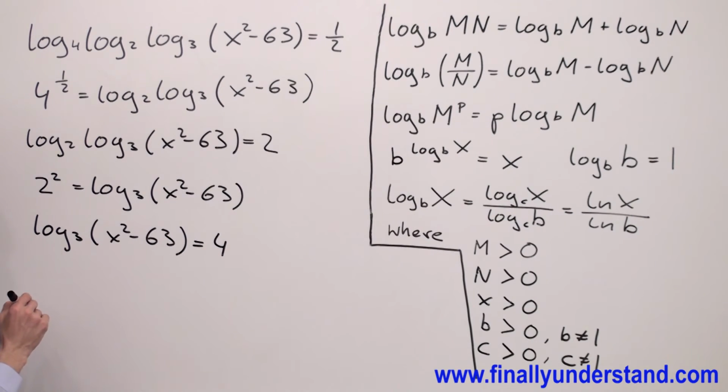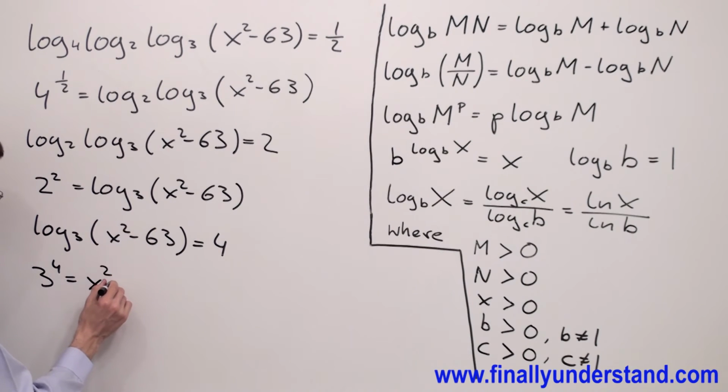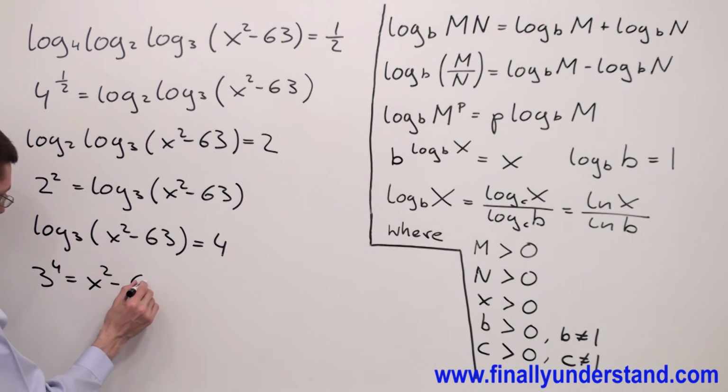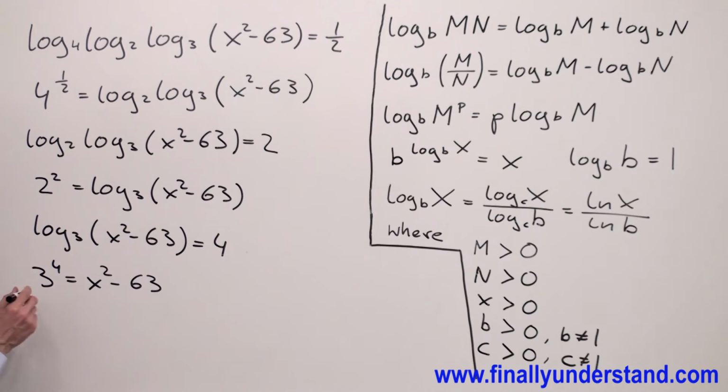And again, I have to apply the definition. I have to convert the logarithmic form to the exponential and simply write 3 to the 4th power is equal to x squared minus 63. Next, we're supposed to combine the like terms.